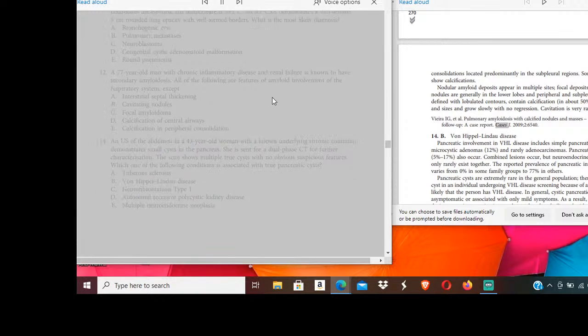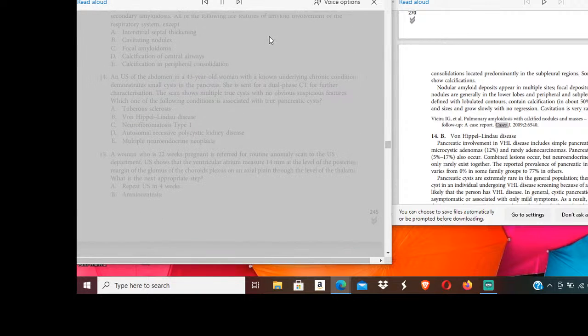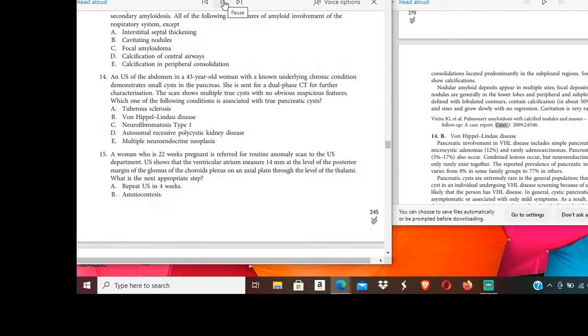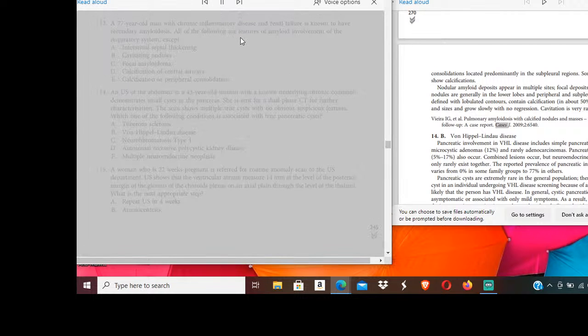Case 14. US of the abdomen in a 43-year-old woman with a known underlying chronic condition demonstrates small cysts in the pancreas. She is sent for a dual-phase CT for further characterization. The scan shows multiple true cysts with no obvious suspicious features. Which one of the following conditions is associated with true pancreatic cysts?